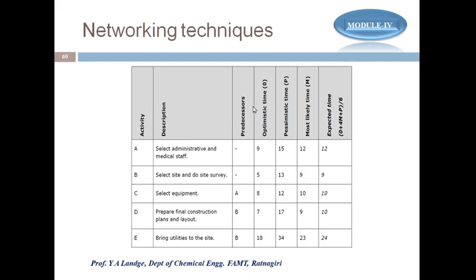Then look at the predecessors. What data is most important for drawing the network diagram? It is the activity, predecessors and the expected time. So we know the activity name: A is for selection of the administrative and medical staff. The predecessor for A is nil; the dash means there is no predecessor, so this is the starting point of the project. For B, again, the predecessor is nil. So A and B don't have any predecessors. But for C, D, E: for C, A is the predecessor, for D, B is the predecessor, for E, B is the predecessor.